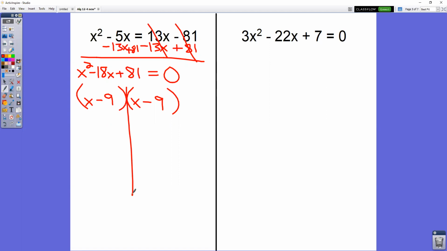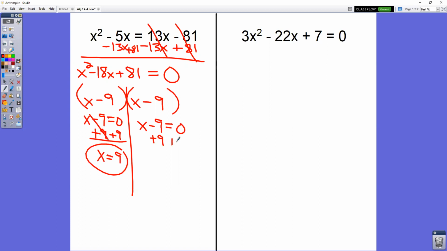Draw our line down the middle. Set both sides equal to 0. Now, notice what's going to happen here. This is a very, very weird example. What happens here is that you get the same answer twice. We get x equals 9 and x equals 9. Every once in a while, you will get an answer that is like this, that's the same.